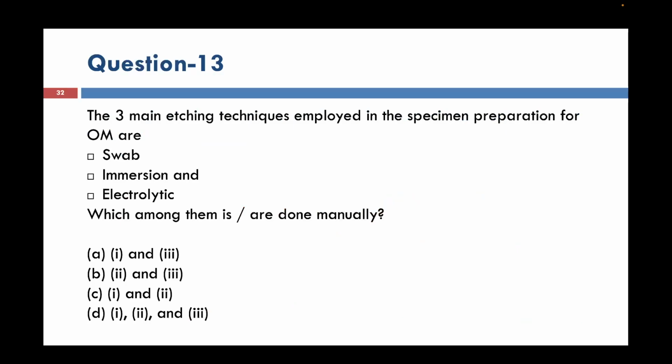And yeah, the next question is, the three main etching techniques employed in the specimen preparation in optical microscopy are swab technique, immersion technique and electrolytic technique. Which among them are done manually? So can anyone answer this one? There are three different techniques: swab, immersion and electrolytic etching technique, out of which these are done manually.